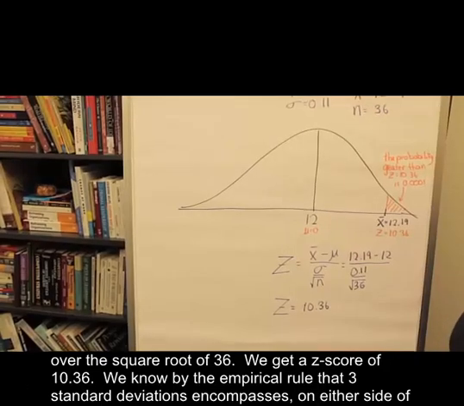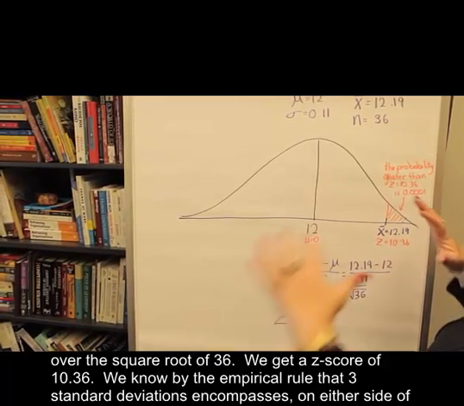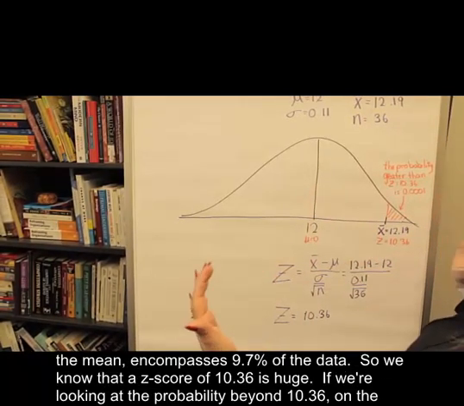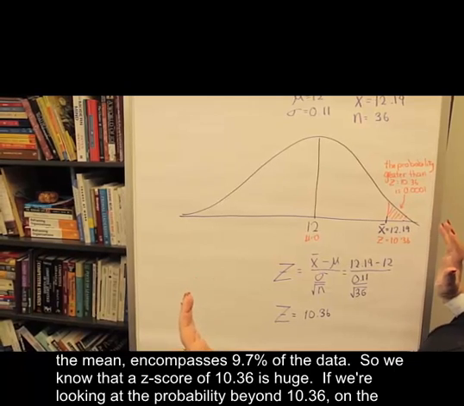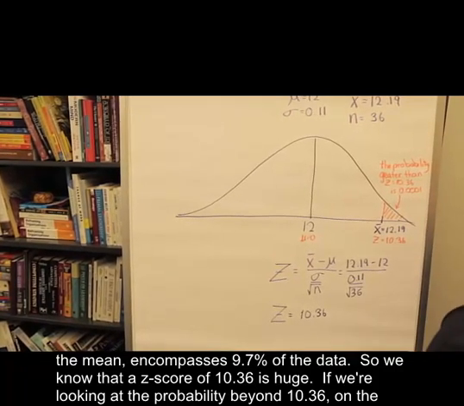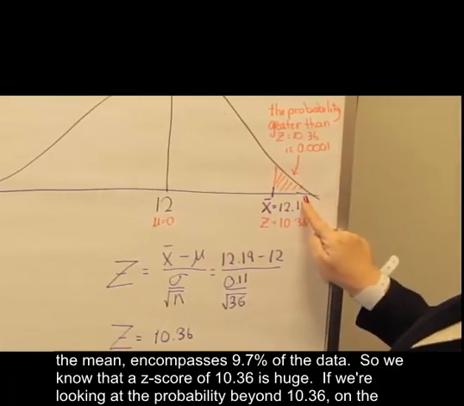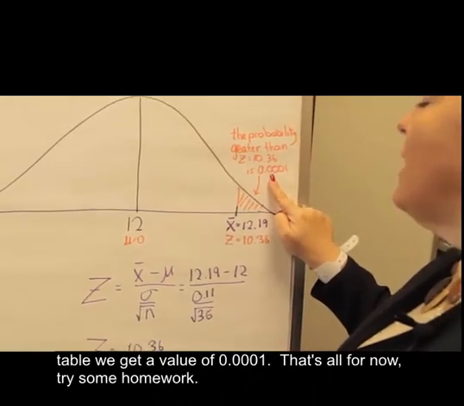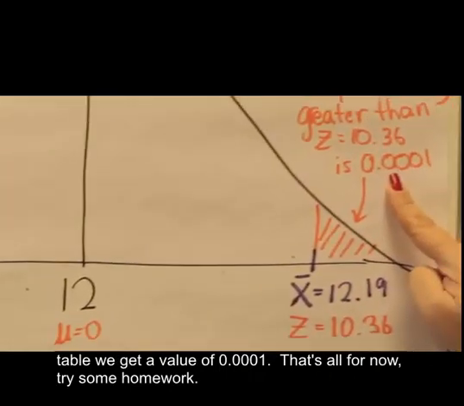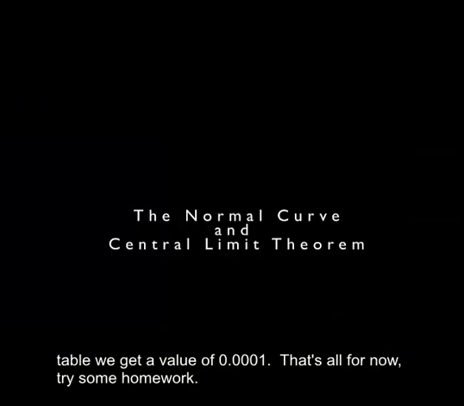We know by the empirical rule that 3 standard deviations on either side of the mean encompasses 99.7% of the data. So we know that a z-score of 10.36 is huge. If we're looking at the probability beyond 10.36, on the table we get a value of 0.0001. That's all for now. Try some homework.